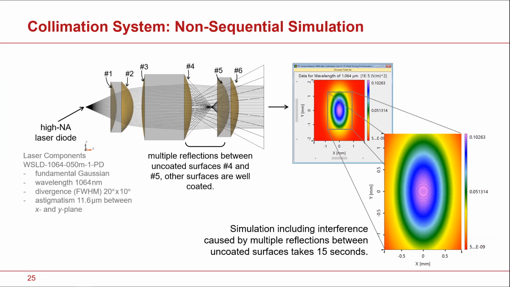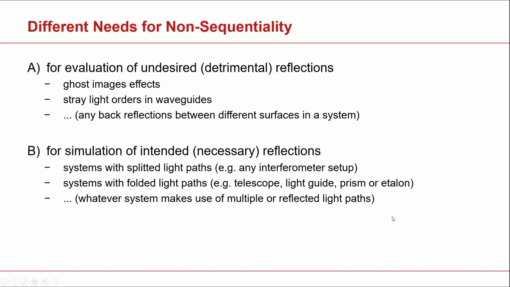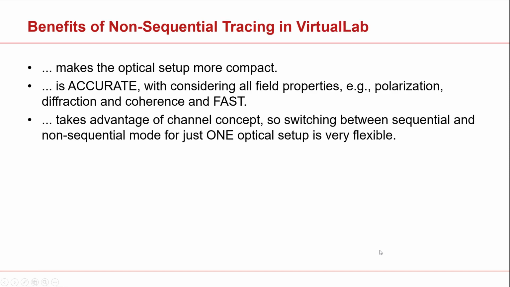Let's summarize the usage of non-sequential modeling. There are different needs for non-sequential modeling. The first kind of need is for evaluation of undesired reflection, for example, ghost image or stray light, any back reflection between different surfaces in a system. Another kind of need is for simulation of intended reflections, for example, the ones with split light paths such as interferometer, or systems with folded light paths, for example, telescope, light guide, prism, or etalons.